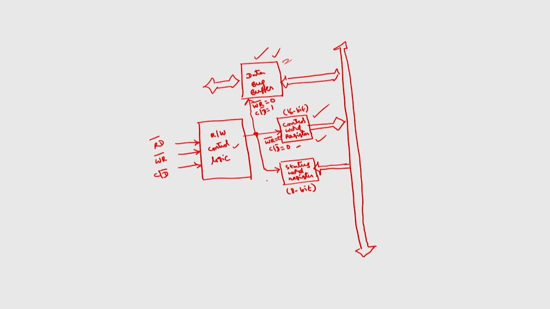Similarly, read bar is equal to 0. So, we can read something, either from the status register or from the data bus. Here also read bar can be 0. Now, when read bar is equal to 0, whether the microprocessor is going to read from the data bus buffer or the status word register will again be decided by C by D bar. If C by D bar is equal to 1 and RD bar is equal to 0, this refers to the status word register. If C by D bar is equal to 0 and RD bar is equal to 0, it refers to the data bus buffer. This is about the functions of read bar, write bar and C by D bar signals.